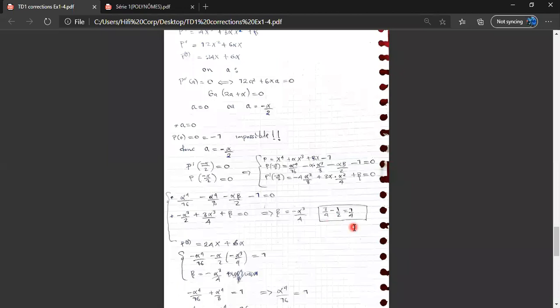Yeah, it's supposed to be negative 1 over 4. So when you subtract this 2 to be 1 over 4, and then you take it to the other side, it's going to be negative 1 over 4 times the alpha to the power 3. So from here we found the value of beta.